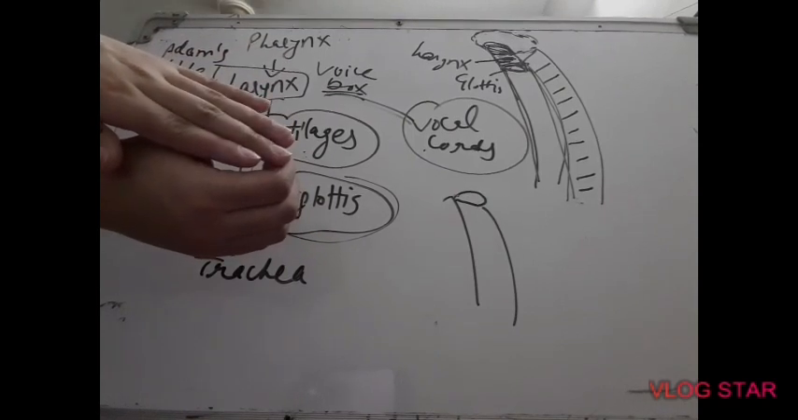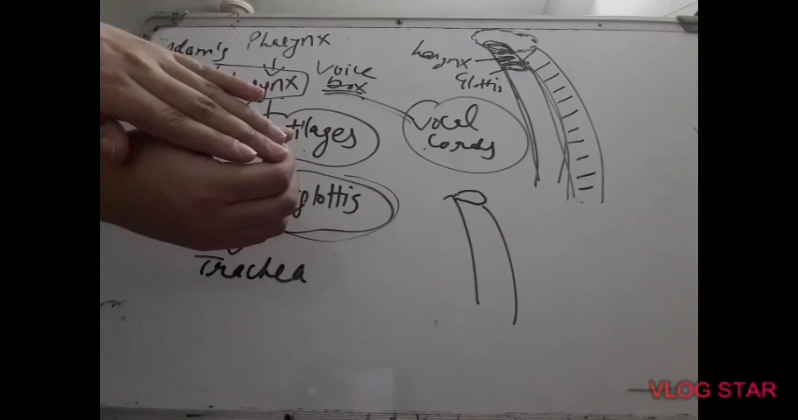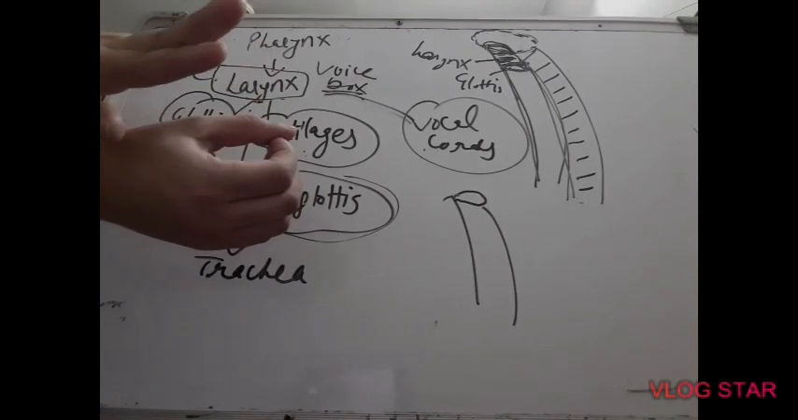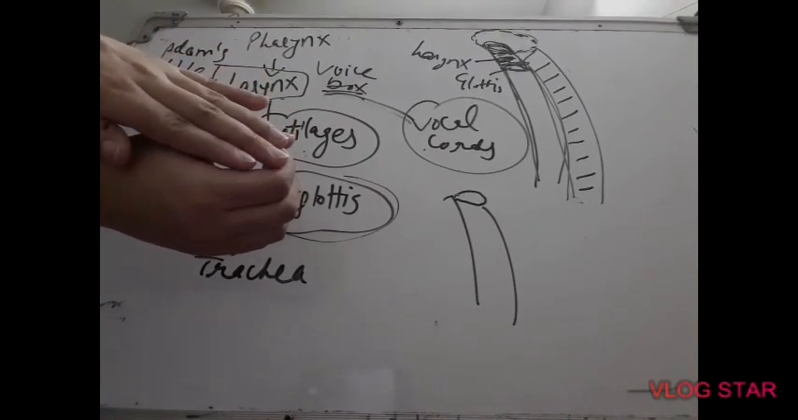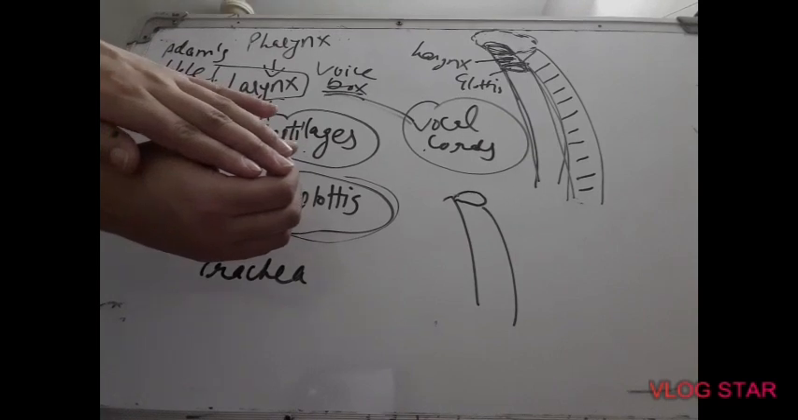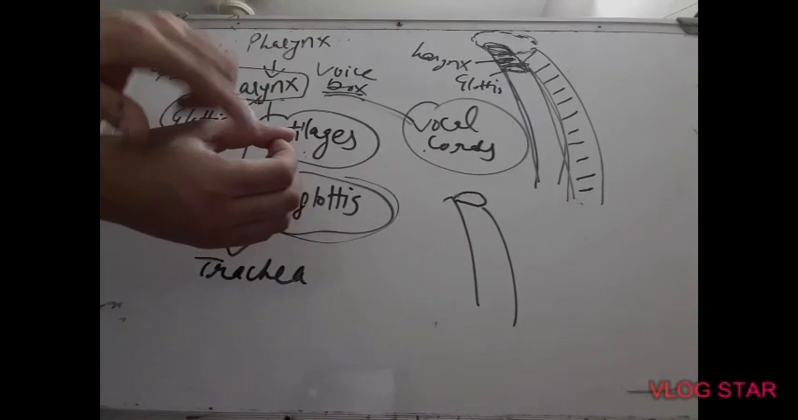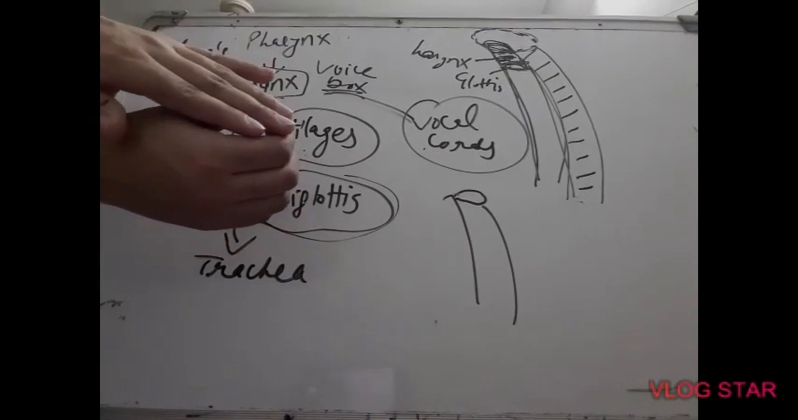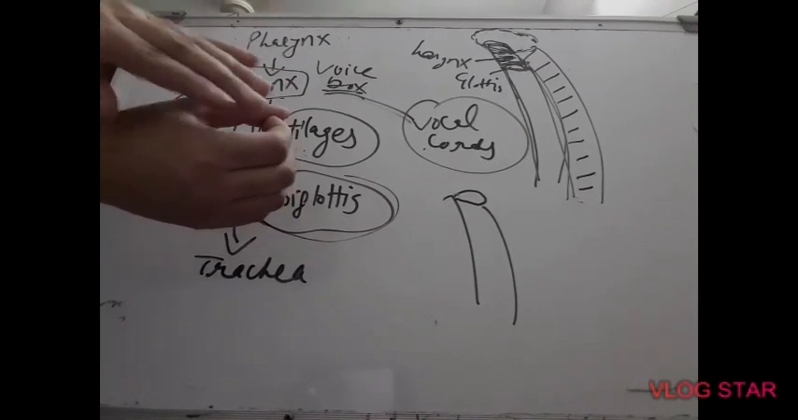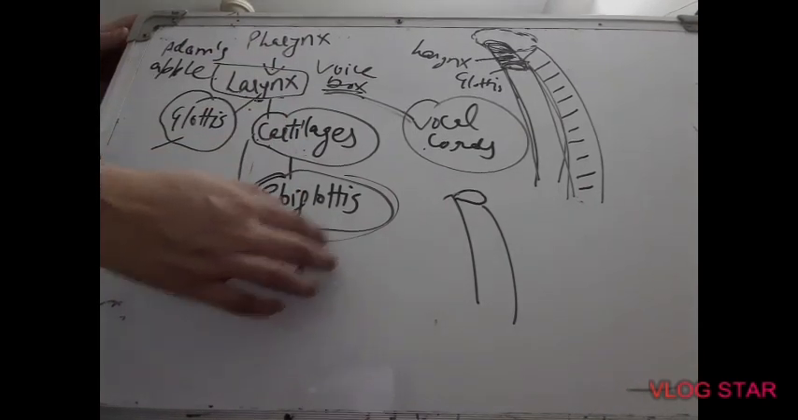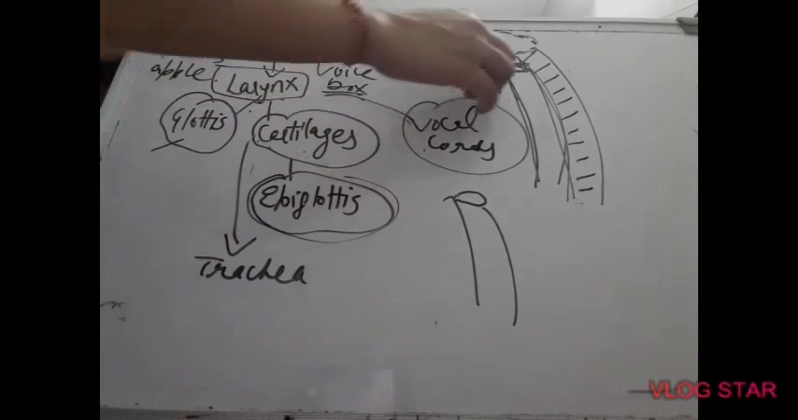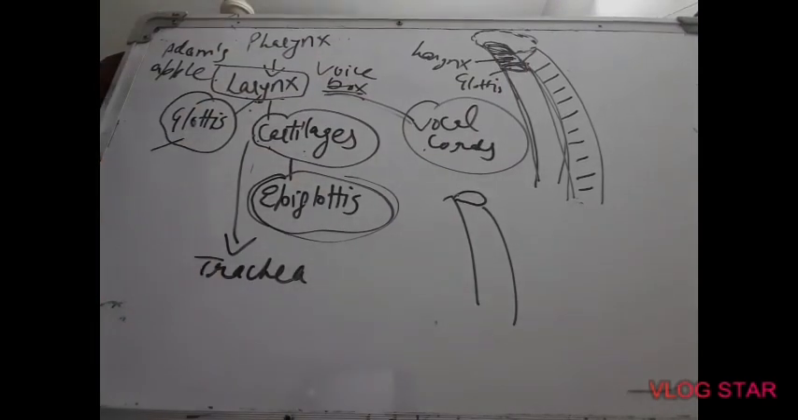What is the function of the epiglottis? It closes the windpipe and also opens it. It closes when we swallow food, so it prevents the entry of food particles into the windpipe, because the windpipe must have only air. So this is the epiglottis, and now the larynx also bears two other flap-like structures.